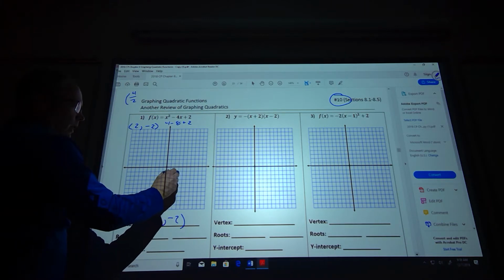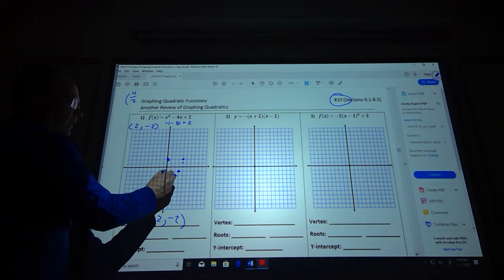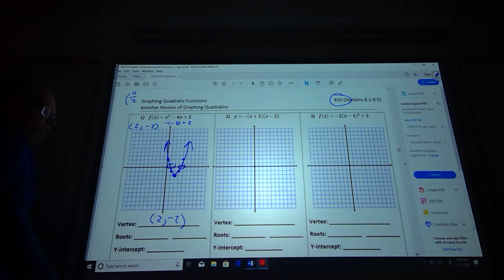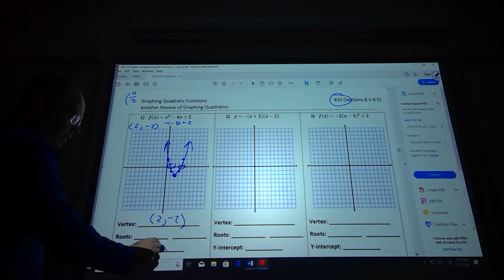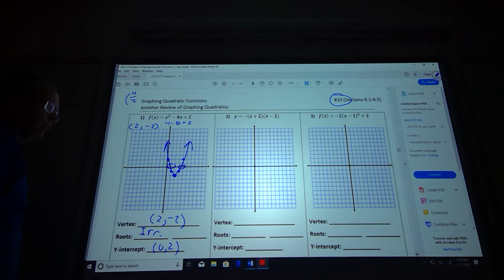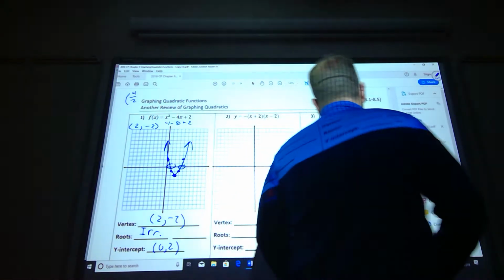Our roots, I'm going to go right one up 1, left one up 1, right one up 3, left one up 3. Pattern graphing did work. Unfortunately, we can't see exactly where across the x-axis, so those might have to be used with the quadratic formula. And then it looks like my y-intercept is at 0, 2. So we might call these irrational, because we can't see them exactly, can't find the fractional amount that they are.